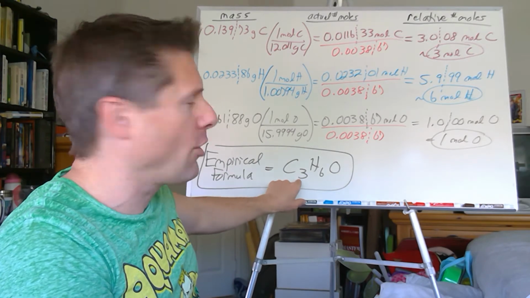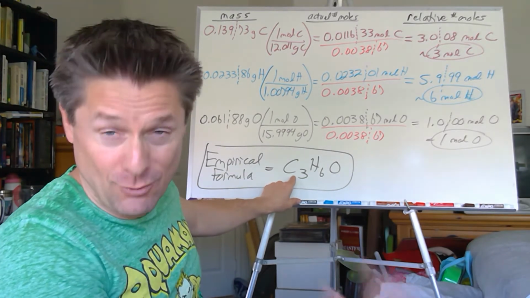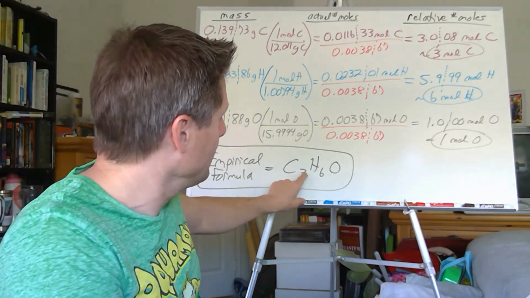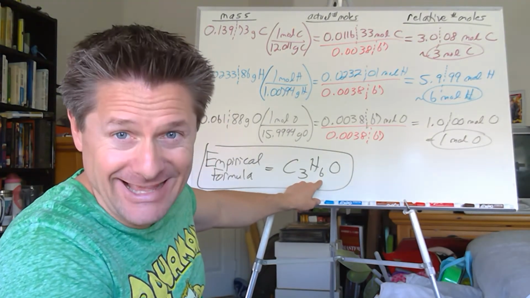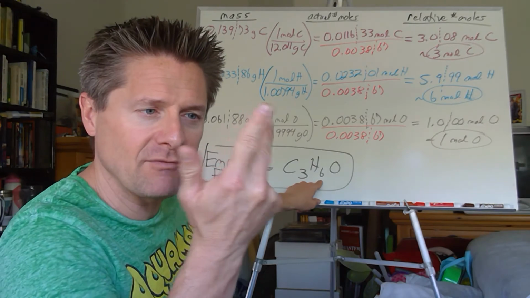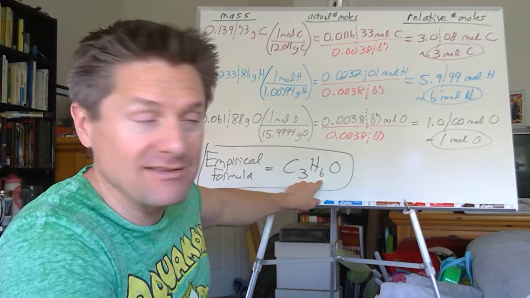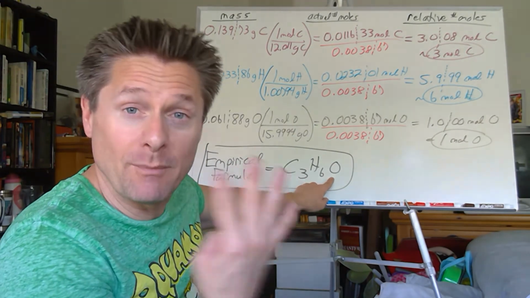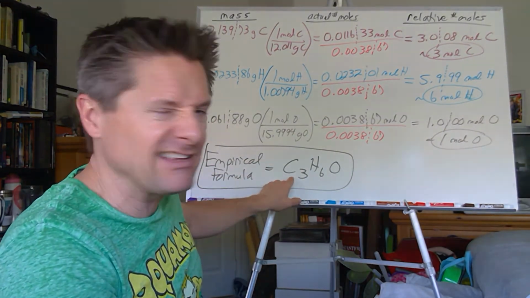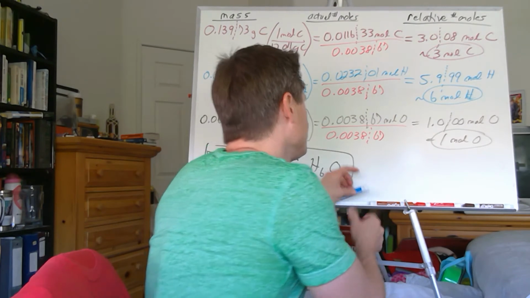So we've got carbon, 12.011 times 3, good to 3 decimal places. 1.00794 for hydrogen times 6. That's good to 5 decimal places. Oxygen, 15.9994, there's only 1 of them. That's good to 4. So we're limited to the 3 decimals from the carbon.